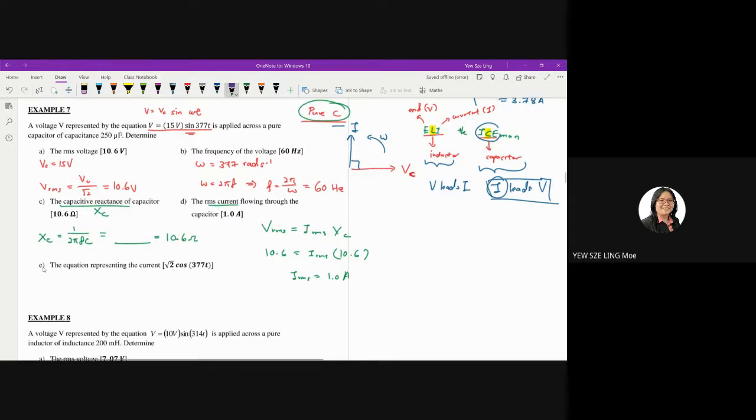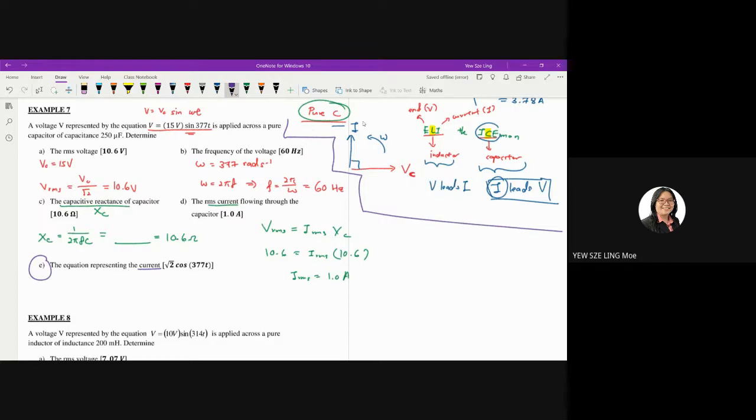Now, question E. Question E is the main reason why I told you you must have a phasor diagram in your questions, even though the question didn't ask you to sketch the phasor diagram. Now, it asks you to form an equation representing the current. You need to know where the current is, whether it is lying on the X component, whether it is pointing upwards or downwards, in order to decide whether you're going to use sine, cos, negative sine, or negative cos in your equation.